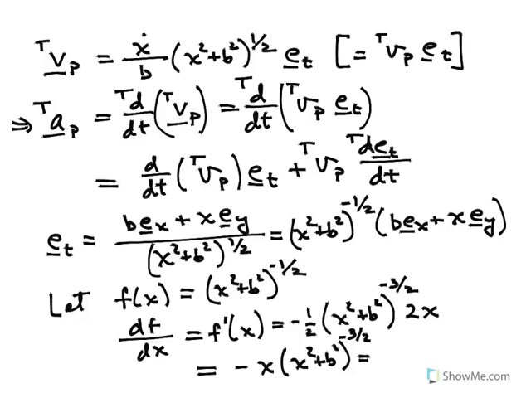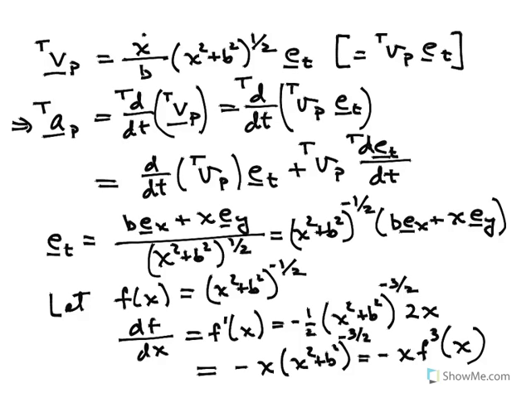Which is equal to minus x times f cubed of x, because the original function f of x is defined as (x squared plus b squared) to the minus 1/2, so I just cubed it. Now I'm going to need this result in order to compute the rate of change of the tangent vector. So how does this work? The tangent vector is equal to f of x times (b e_x plus x e_y). I just substituted. You see that there's (x squared plus b squared) to the minus 1/2, and I defined that to be f of x.